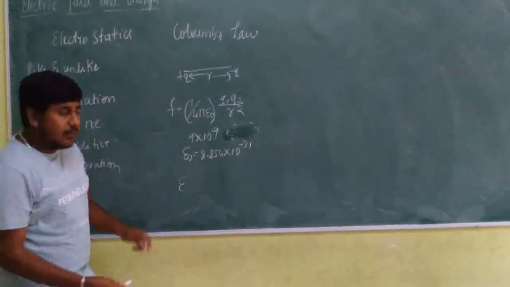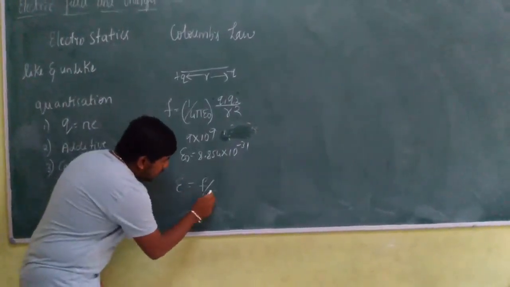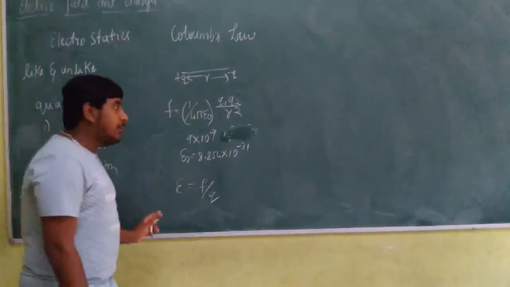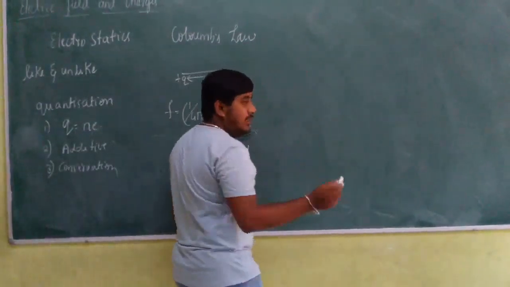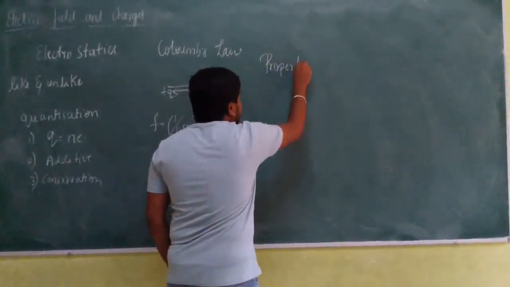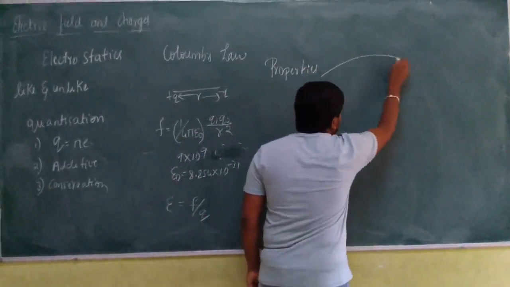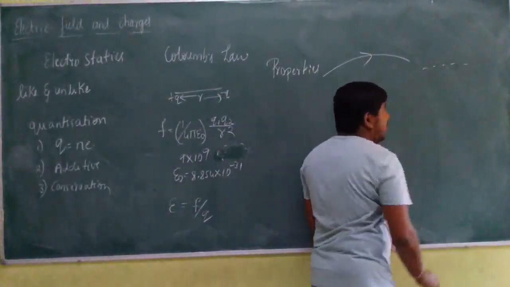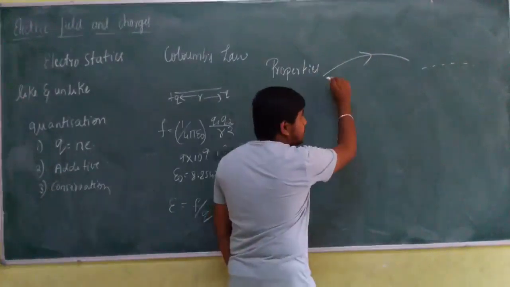What is electric field? Electric field is force on unit charge. So force on unit charge is called electric field. After electric field come the field lines and their properties. Properties of electric field lines will be asked for 3 marks. What are the properties? Electric field lines are closed continuous lines. Dotted lines are not used to represent electric field lines. This is important.